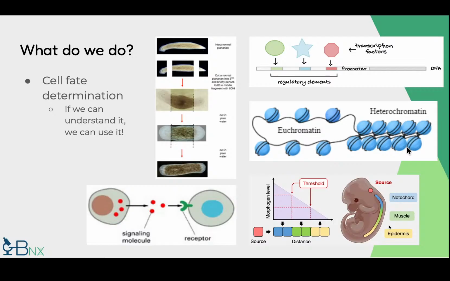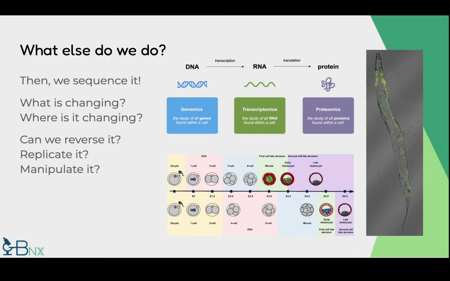So what are we gonna do to figure out cell fate determination? We're gonna try to sequence it, which is a pretty advanced technique. It's a little complicated, but I'm gonna try to break it down for you. You've seen DNA to RNA to proteins everywhere all the time. So you can sequence the DNA, the genome. You can sequence the RNA, all your transcripts that come from the genome, and then you can sequence the proteins that come from the RNA.